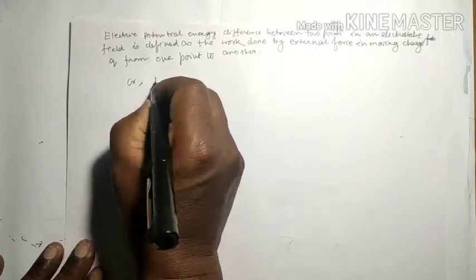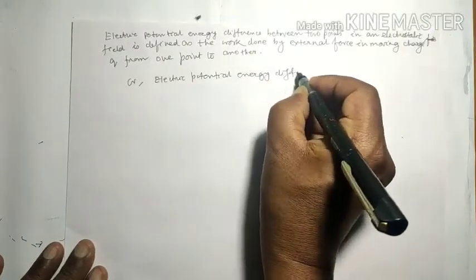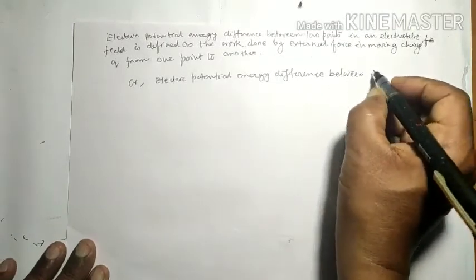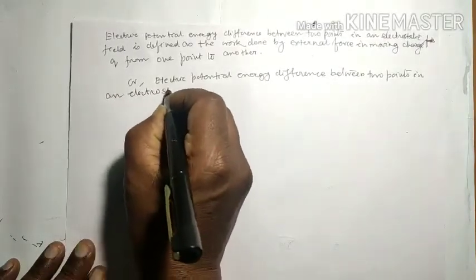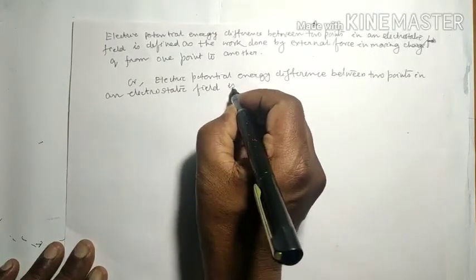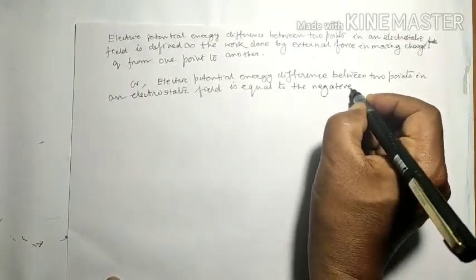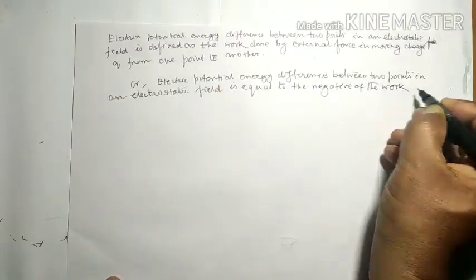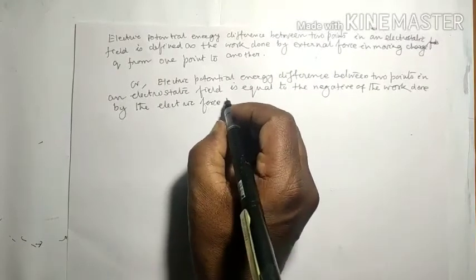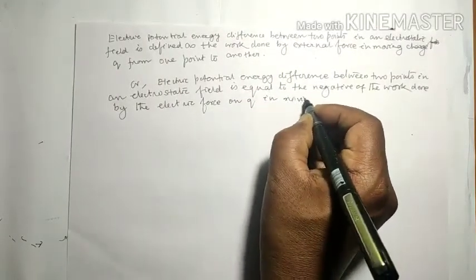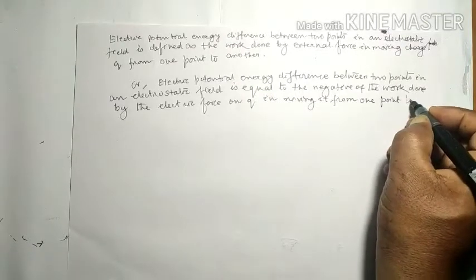or electric potential energy difference between 2 points in an electrostatic field is equal to the negative of the work done by the electric force on q in moving it from one point to another.